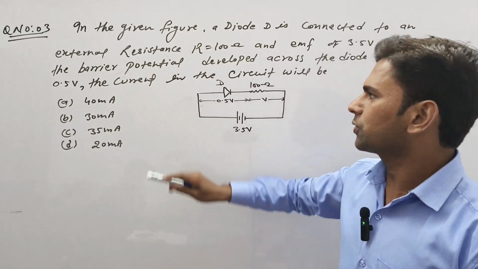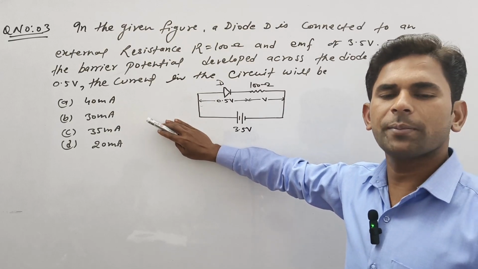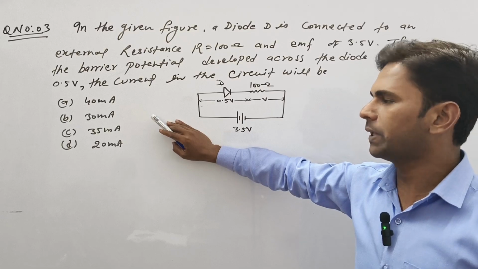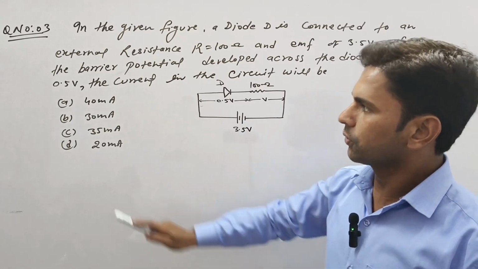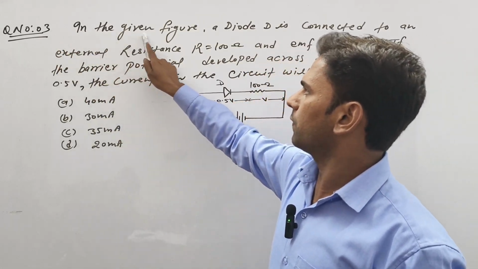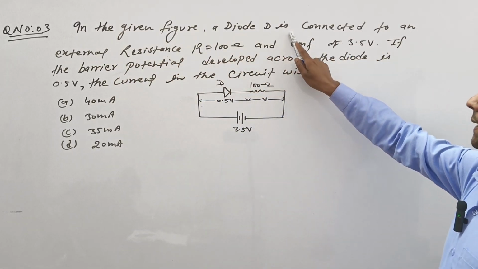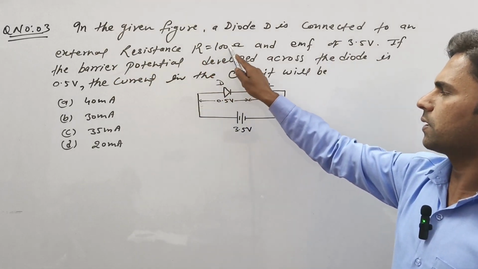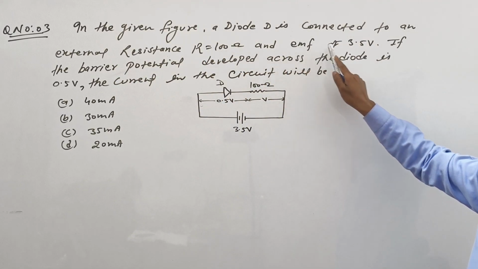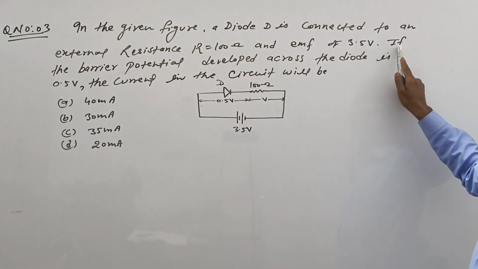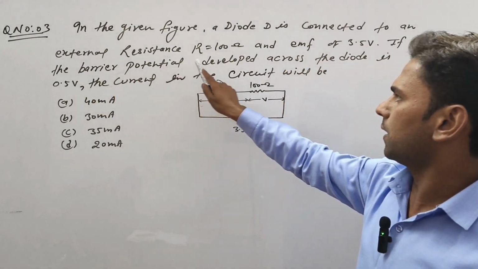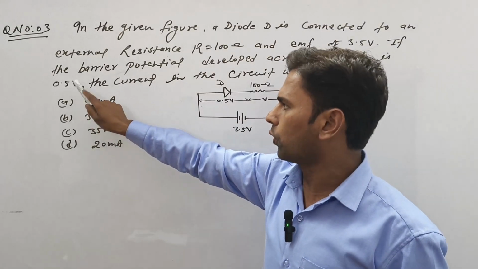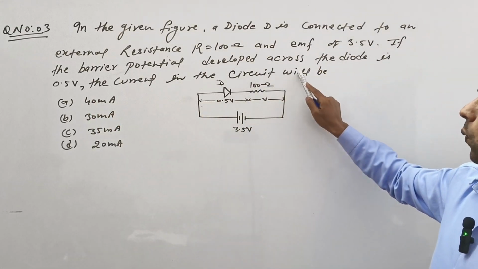Now we are going to solve question number third from the same chapter, Semiconductor Electronics. This question is also a most important question, so please focus on the board. Question number third is: in the given figure, a diode D is connected to an external resistance R equal to 100 ohm and EMF of 3.5 volt. If the barrier potential developed across the diode is 0.5 volt, the current in the circuit will be.